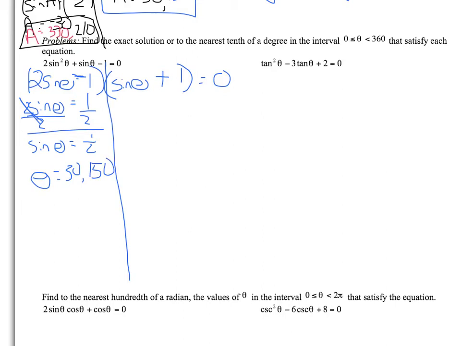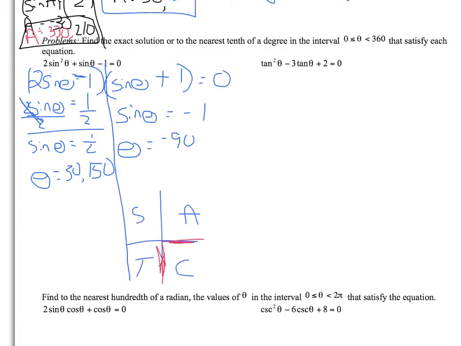On the right-hand side here, I'm going to subtract the 1. So sine theta equals -1. And you do inverse sine, which is -90 degrees. We graph -90, which is a quadrantal angle. The positive side of it, because I need a positive number, is 270.